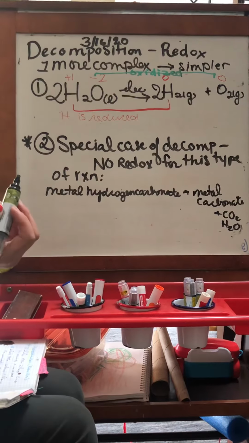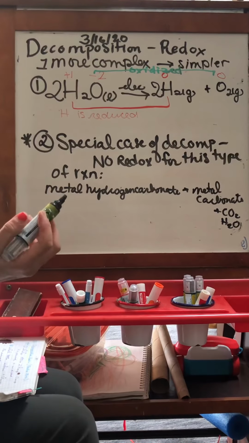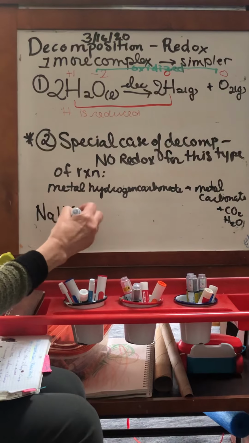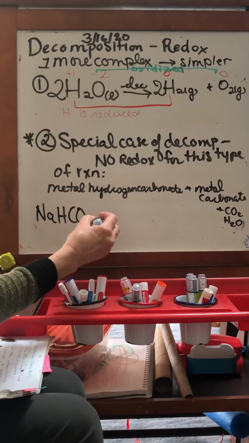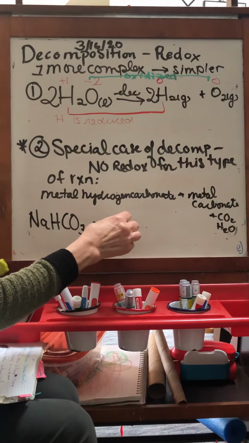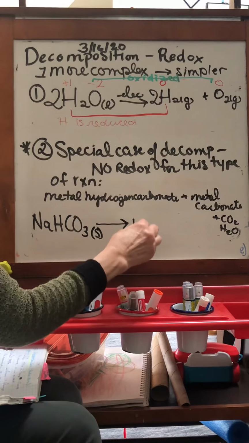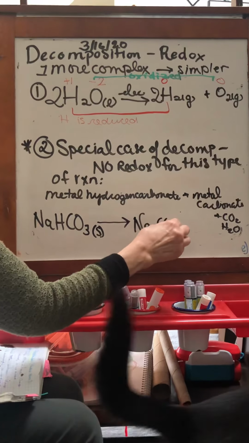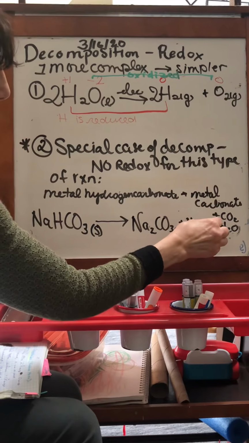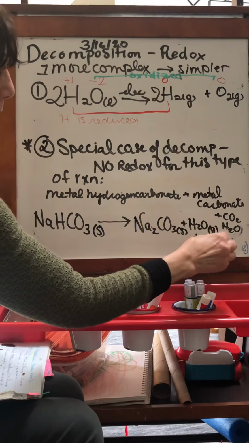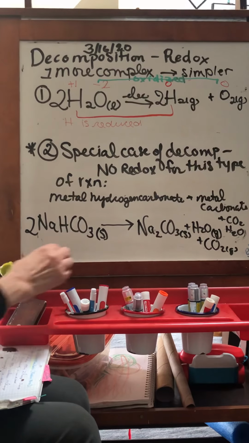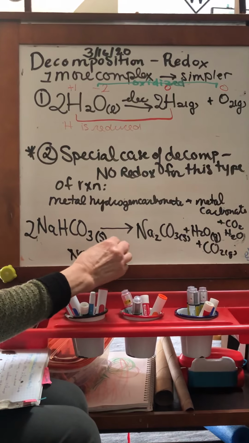Okay, so my example, I'm looking at my notes. Okay, we have sodium hydrogen carbonate, sodium bicarbonate, which is the stuff I used with the vinegar. It decomposes into sodium carbonate, steam, and CO2. And we just need to balance it. We just need a 2 here, and that takes care of balancing. This one has no redox.